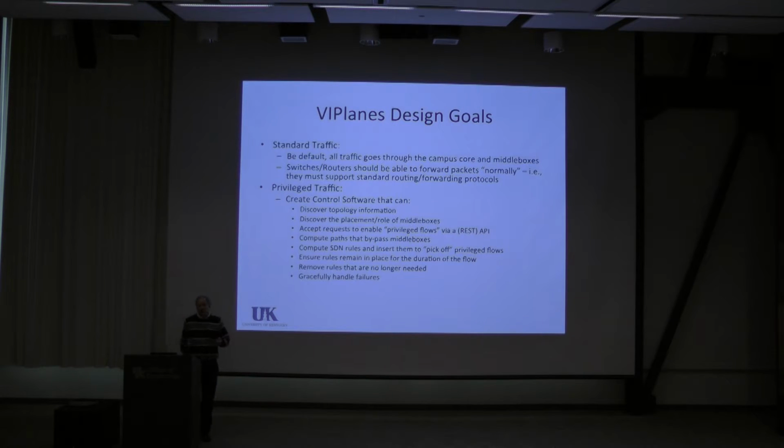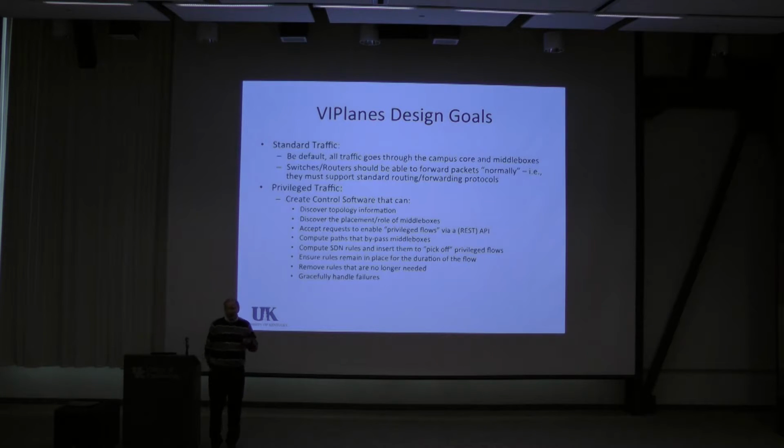The other thing that we need to do is create control software to be able to understand what the topology is and be able to define routes across our SDN network that will bypass the middle boxes. So we need to know which are the middle boxes. We need to bypass them. We also need to be able to accept requests that say, I'd like to turn on what we call a VIP lanes flow.